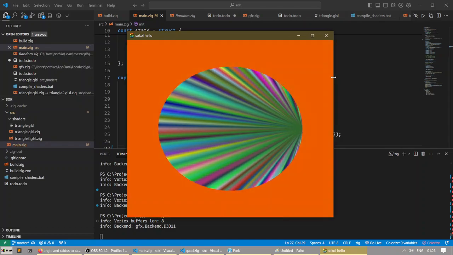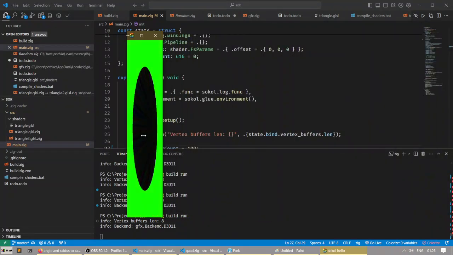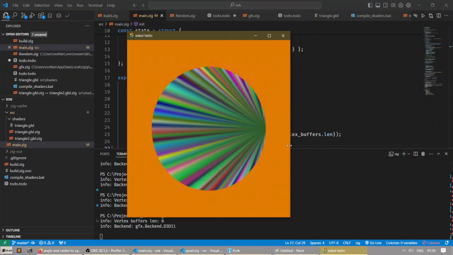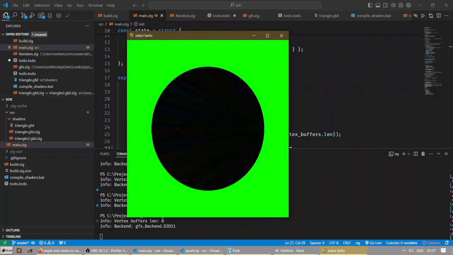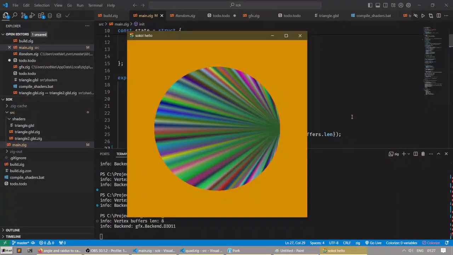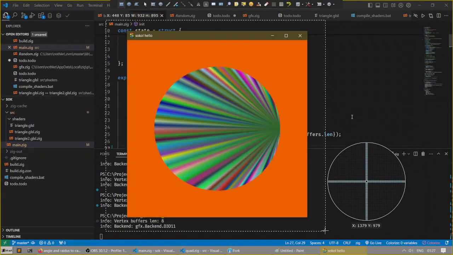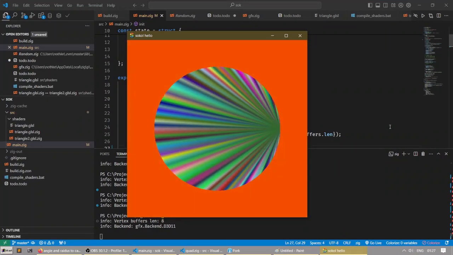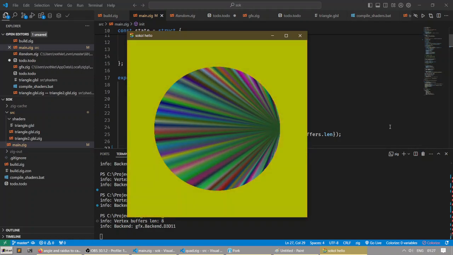Well, it is an ellipse. But at least, this is kind of strange. At least it works. Yes. Nice disc. Beautiful. Just beautiful. Incredible. So there we go. Our task has been finished.